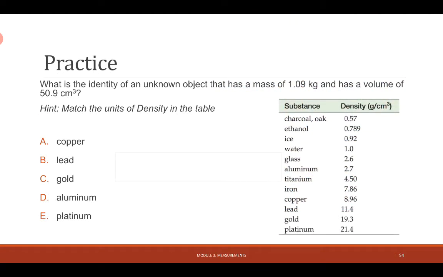Let's do a practice problem to help identify what substance this is. The practice problem reads, what is the identity of an unknown object that has a mass of 1.09 kilograms and has a volume of 50.9 centimeters cubed? And then there's a hint that says match the units of the density in the table. I want you to go ahead and pause the video and try to work out what the density of this material is and what material it is. Unpause the video to check your answer when you're ready.